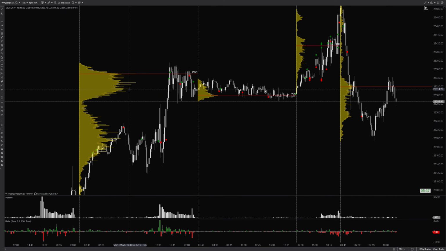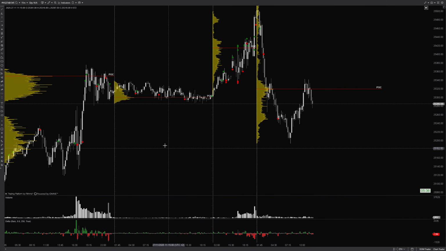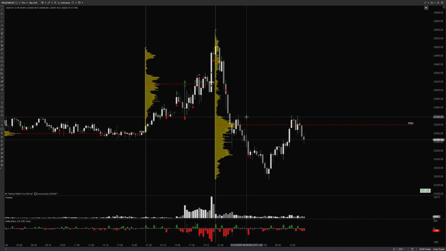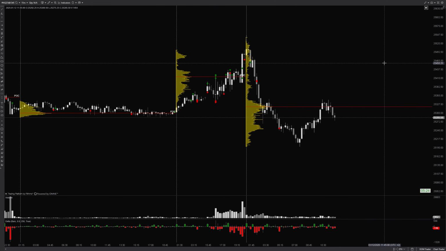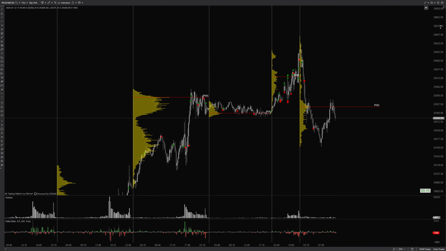So we've marked up the 26th. There is no other level to mark up anymore. We had a POC from Thanksgiving Day, but it's already mitigated during Asian session. Then the Friday, the CME outage day. Very small market profile. Nothing interesting to mark up for the next day.